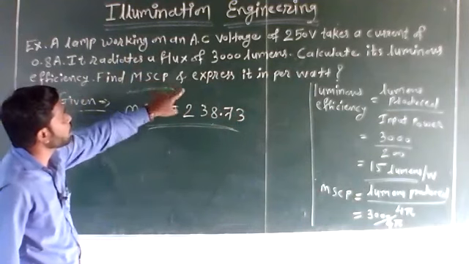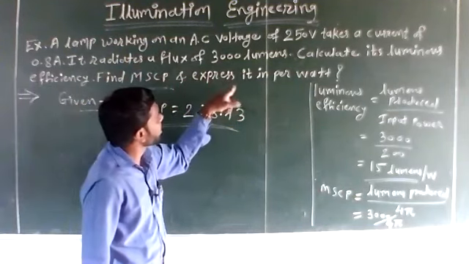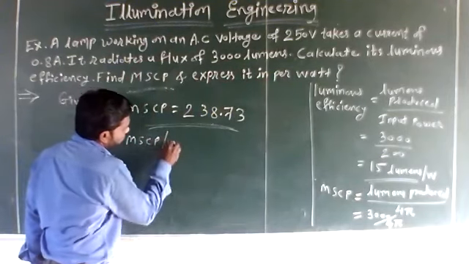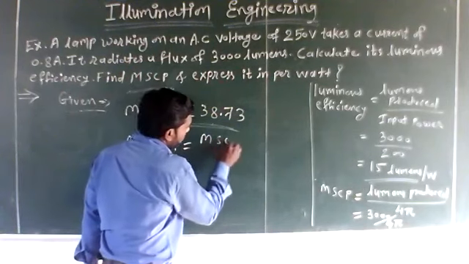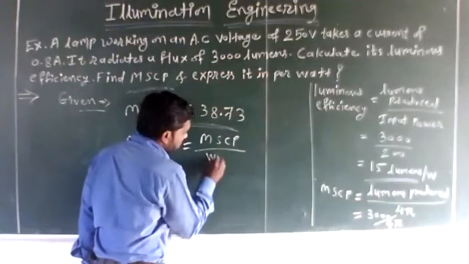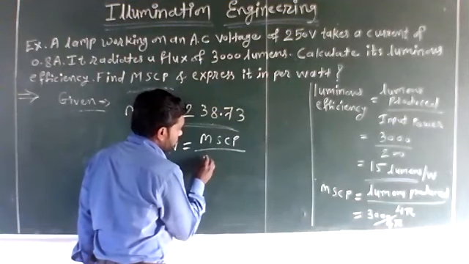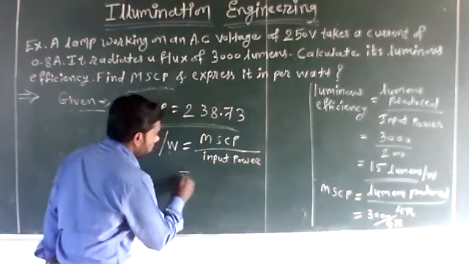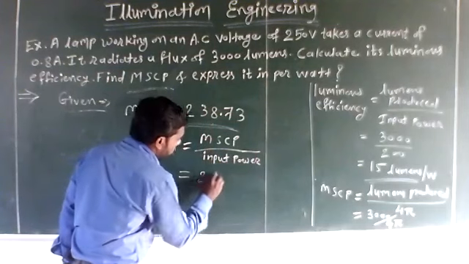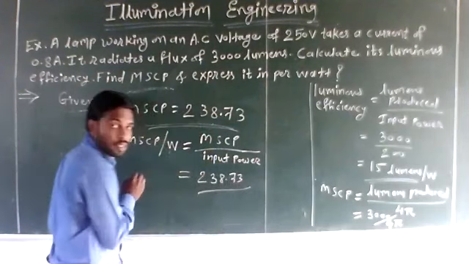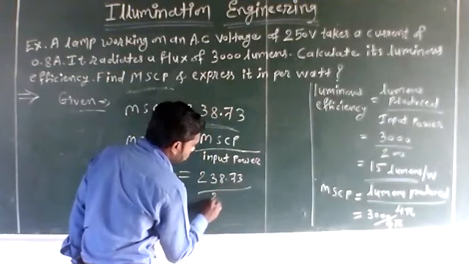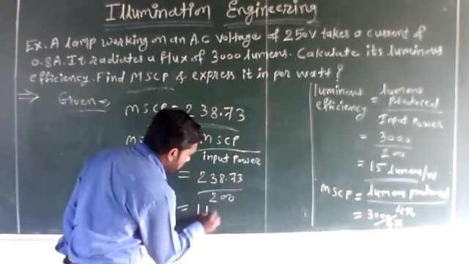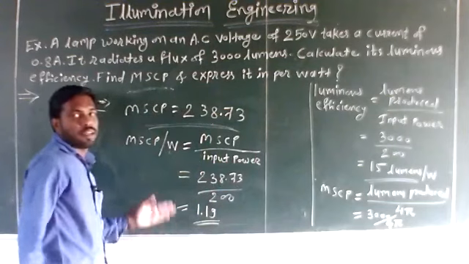But in this numerical you have to convert this MSCP or express it in per watt. So here MSCP per watt is equal to MSCP to the wattage, that means input power, that means watt. So here MSCP 238.73 to the input power. Input power is now 200. Okay. So we get 1.19. So this is the answer.